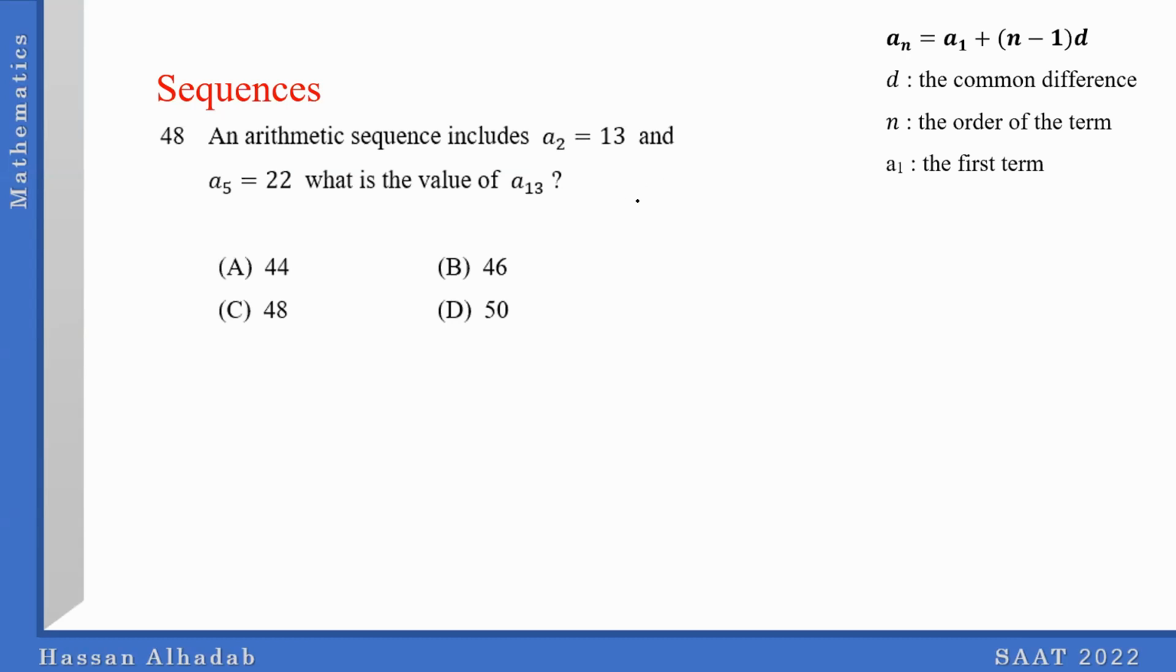So the idea is I have to use the general term. Okay, so I'm looking for A13. A13 is A1 plus 13 minus 1 times D, isn't it? So I have to find D and I have to find A1.